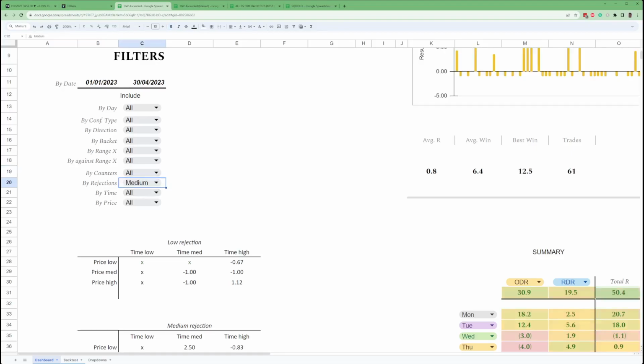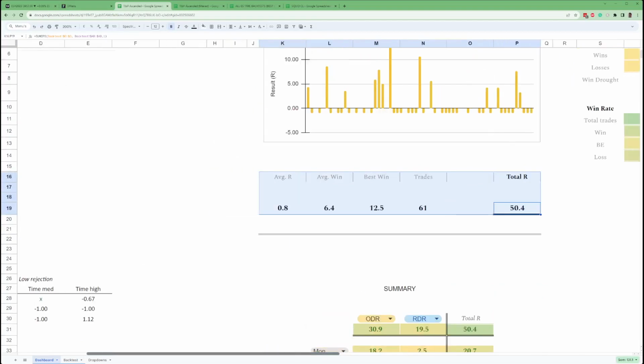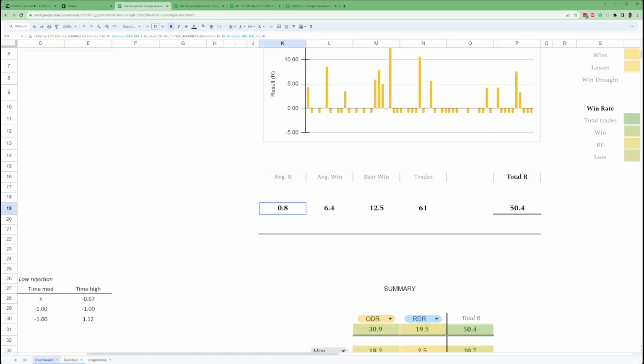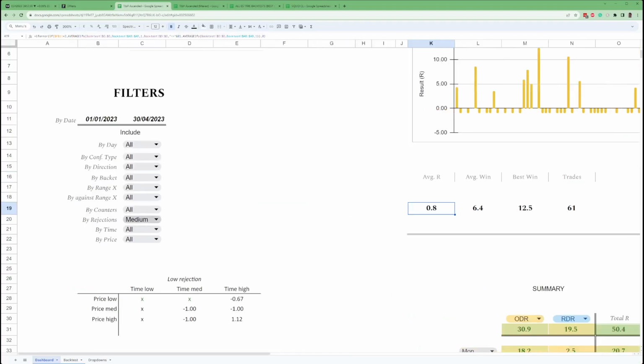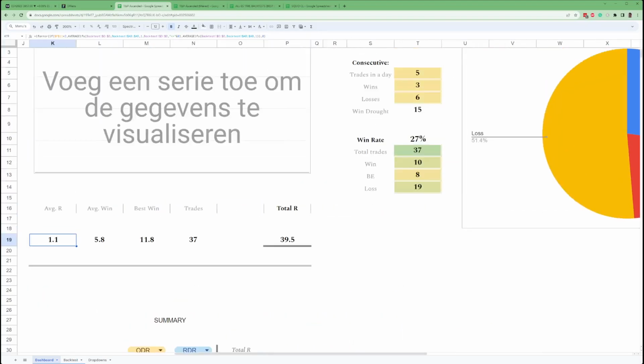But once we go to the medium, we can see that the results are way better. There's 61 trades, 50 R, so 0.8 average R per trade. And when we get to the high, it's even higher, so a 1.1 average R. And also the win rate starts to get really high.